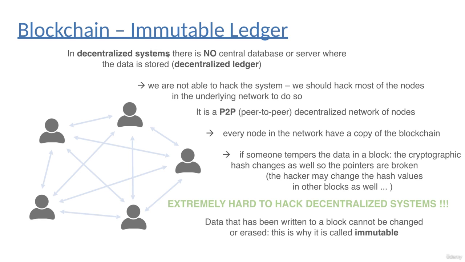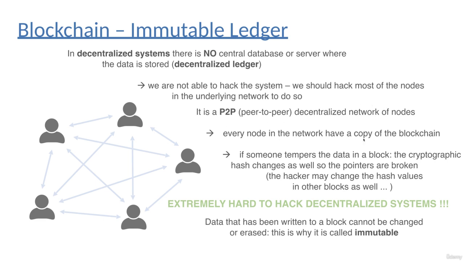In a decentralized system, there is no central database or server where the data is stored. It is called the decentralized ledger because all the data is stored in every single node of the blockchain. So every single client has a copy of the blockchain that contains all the transactions, if we are dealing with Bitcoin, for example. And of course, we are not able to hack the system because we should hack most of the nodes in the underlying network to do so. It is a peer-to-peer decentralized network of nodes.